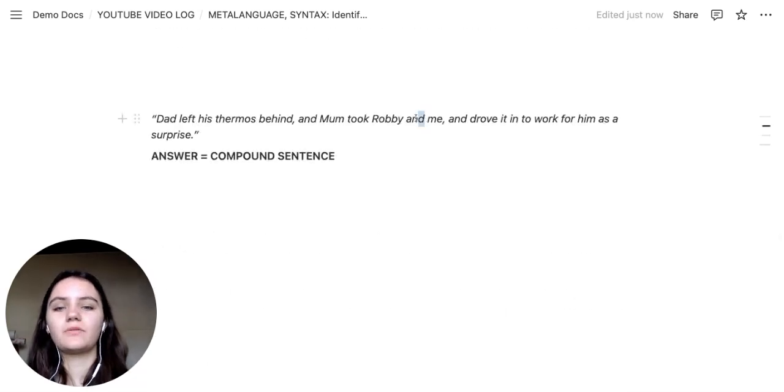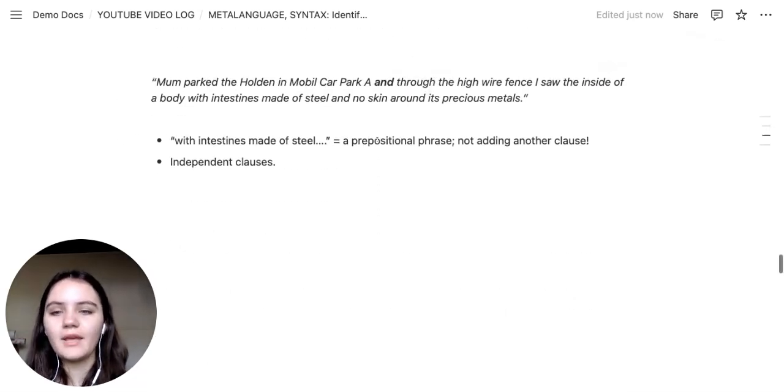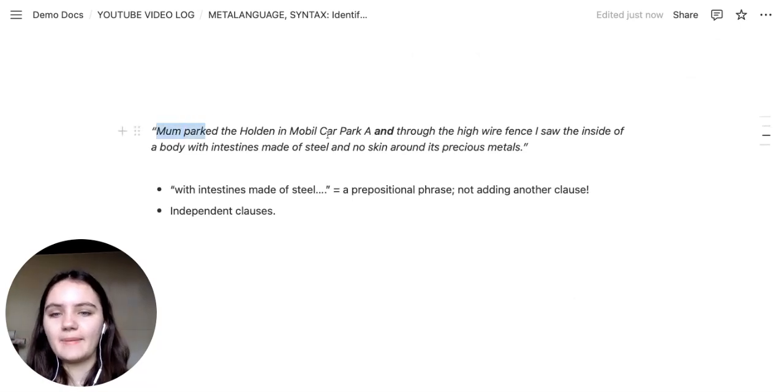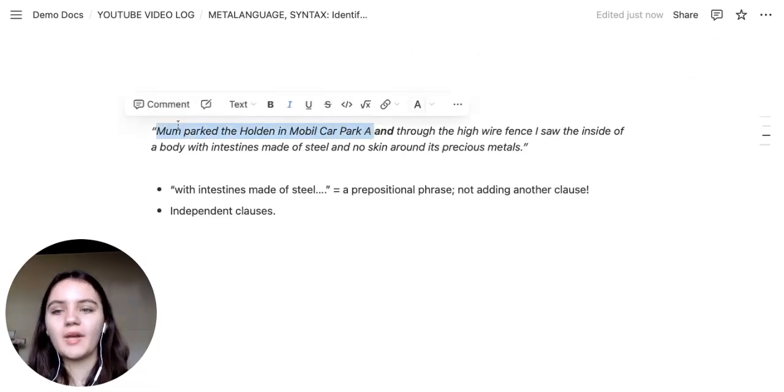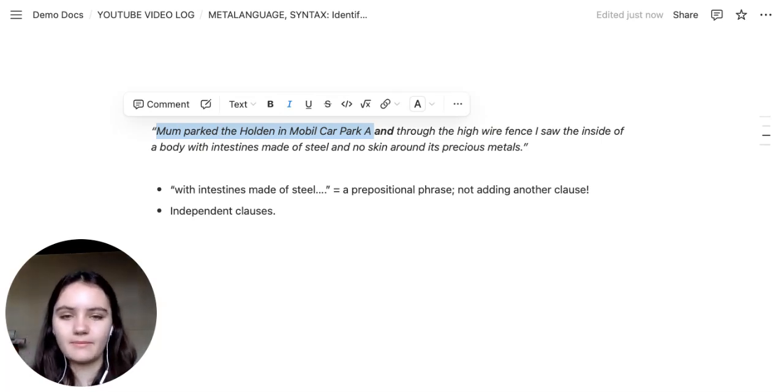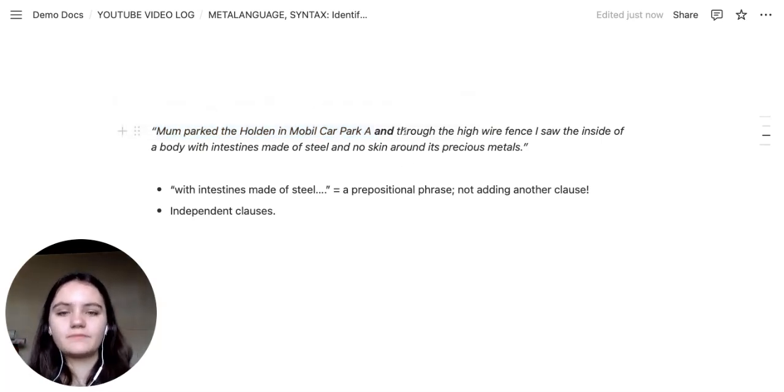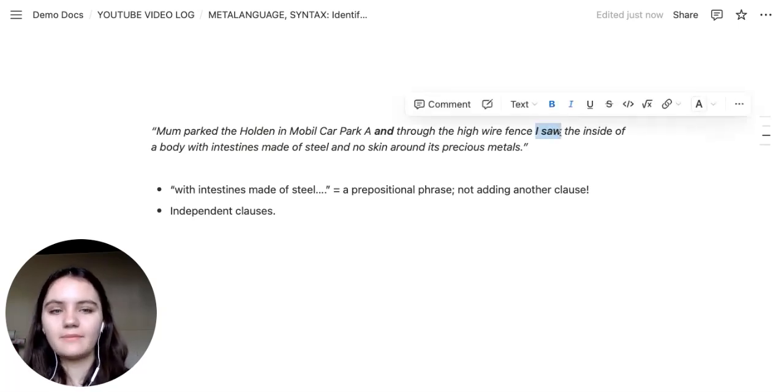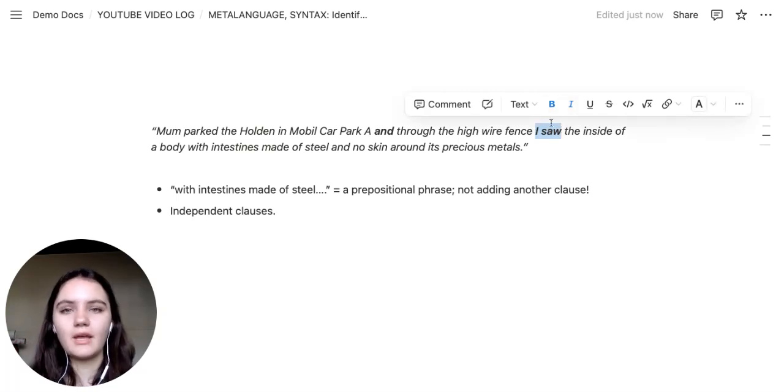With this "and," "she took Robbie and me." Here, we have an independent "Mum parked the car," where we have this subject and a verb with this kind of pairing together, right? There's this Mum doing something. Here, we have another thing. "Through the high wire fence" is like this prepositional phrase that is inserted before, but then we have our independent clause, "I saw," with once again our noun, our person, our subject, I, and then the verb saw.